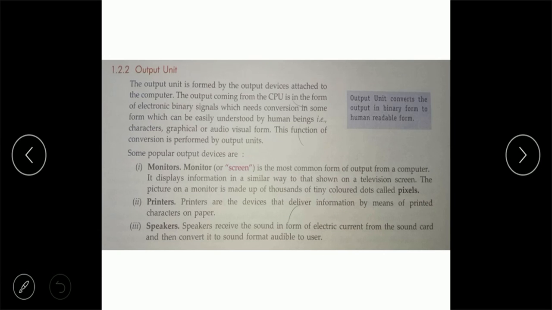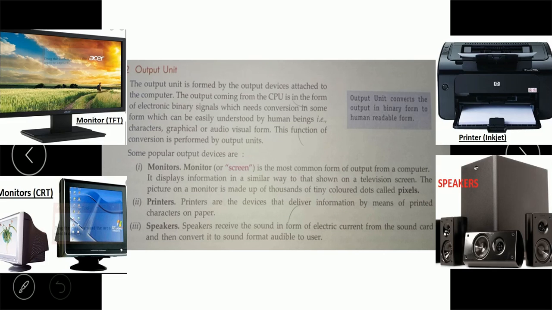Now about the output unit, the next component of the computer. The output unit is formed from the output devices attached to the computer. The output devices mostly consist of monitor, printer and speaker. These three are the main output devices that we often use: monitor, printer, and speaker.